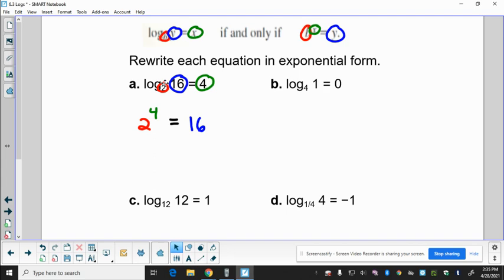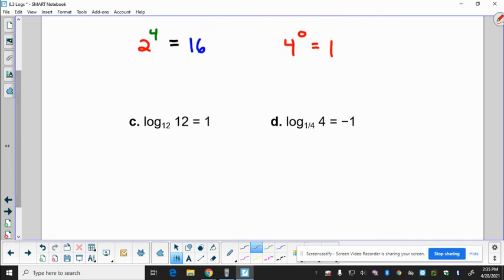All right, so here we go for part B. Okay, that would be 4 to the 0 power equals 1, which is a true statement. All these things should be true when you're done with them. All right, let's see about this one. See if you guys got this right. This would be 12, I'm talking about this 12 right here, to the 1st power equals this 12, which is true, isn't it? Next one, (1/4) to the -1 power equals 4. And if you think about the idea behind a negative exponent, that's true because a negative exponent is a reciprocal.